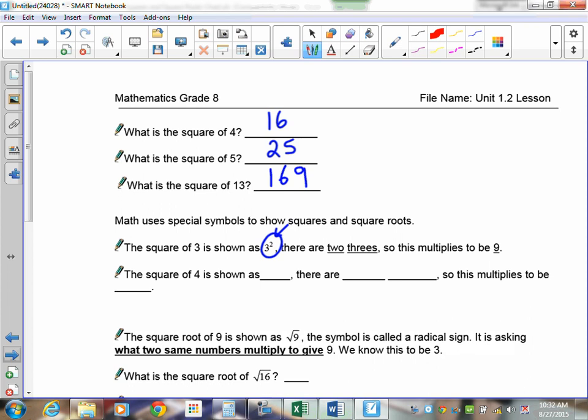Okay? So the square of 4 would be shown as 4 with a little 2. 4 squared, 2 dimensions. There are two 4's, so this multiplies to be 4 times 4, which is 16. Do not fall into the trap of thinking this is 3 times 2 or 4 times 2. Okay?